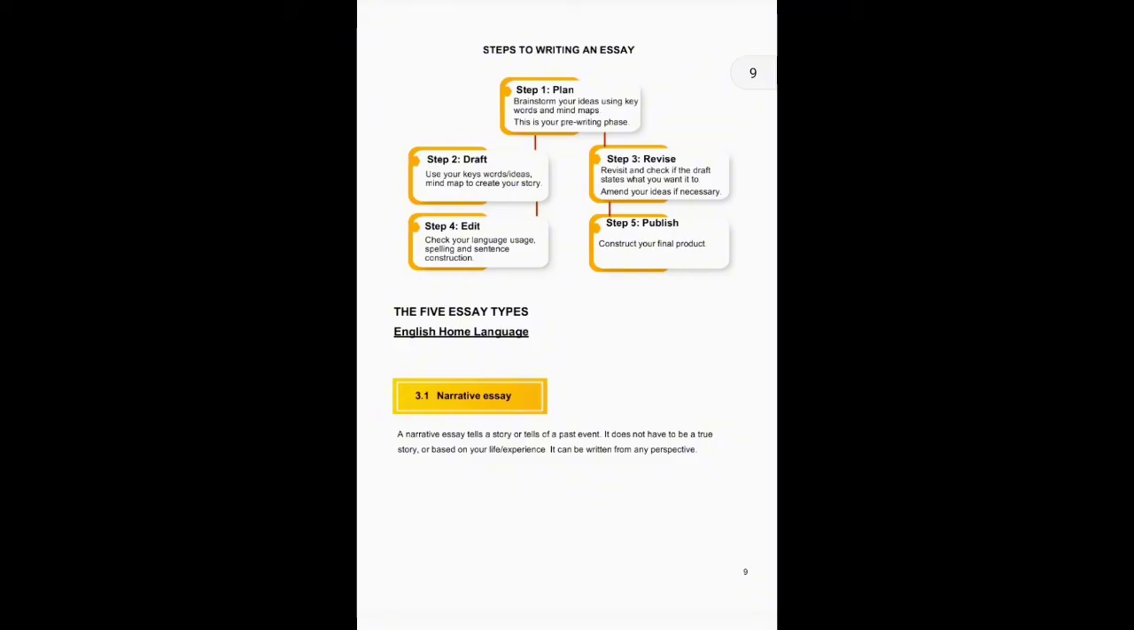It's allowed. Let's say you were writing your essay using a black pen or a blue pen. Then somewhere you made a mistake. You are allowed to take a pencil, scratch that word, and write it on top using the pencil. You can get marks for that. Then we go to step 5, publish, which is to construct your final product.